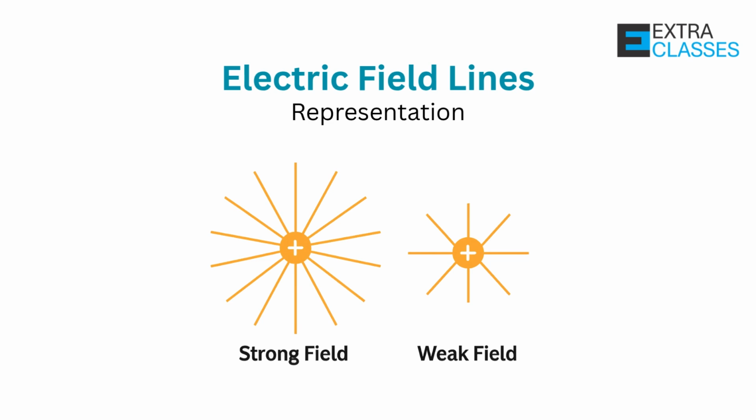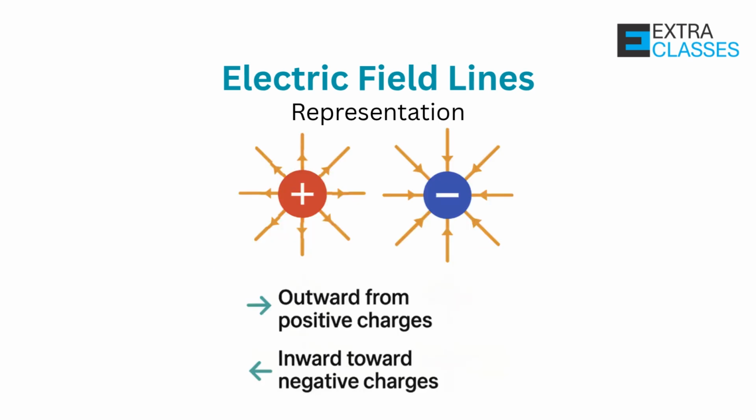The electric field lines can be represented in following ways. The density or the closeness of lines represents the strength of the field. Closer the lines, stronger the field. And, farther the lines, weaker the field. Then, the arrows on the lines indicate direction. Outward, from positive charges. And, inward, toward negative charges.